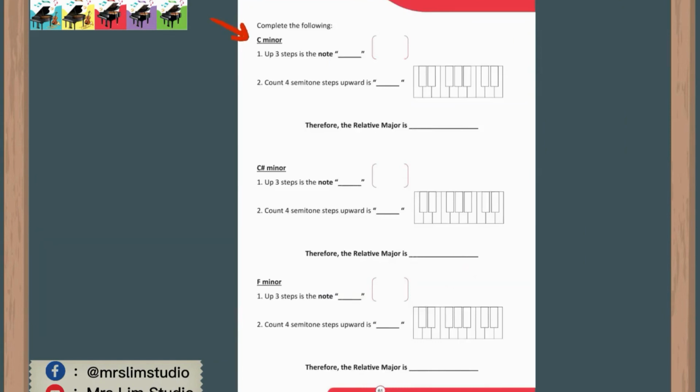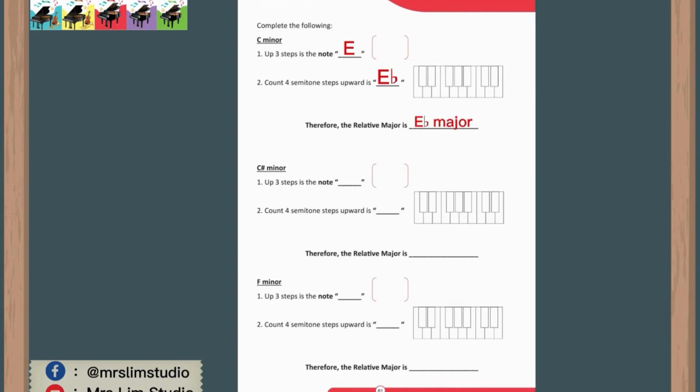In this example, we have C minor. We count up 3 steps: C, D, E. We know the new note is E. We move on to the second step, and from the original key, we count up 4 semitone steps. Look at the keyboard. 1, 2, 3, 4. The answer is E flat, and so the relative major is E flat major.